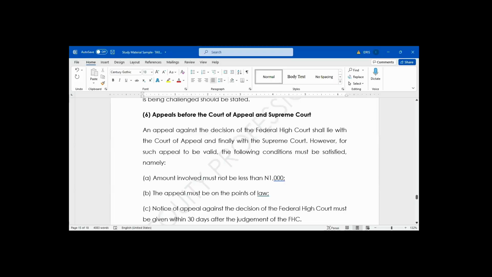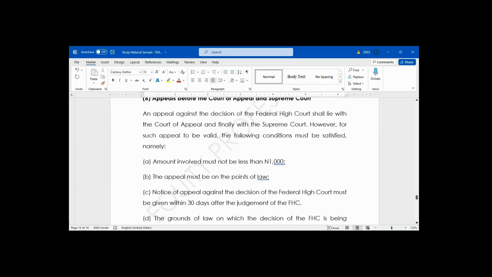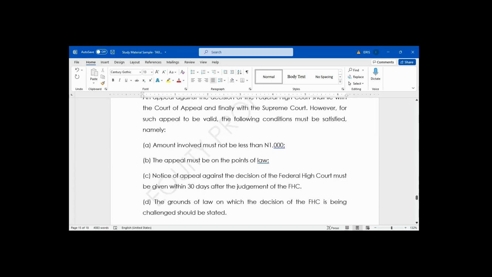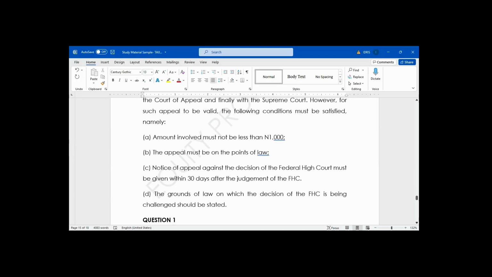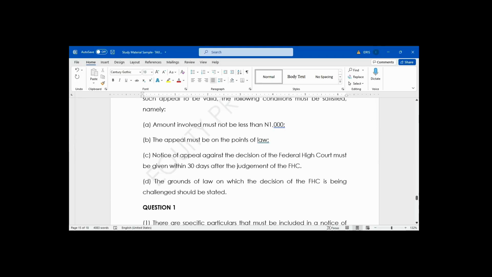But before you can go to the Court of Appeal, what are the conditions? The amount involved must not be less than 1,000 naira. Outdated law. The appeal must be on a point of law. The notice of appeal against the decision of the Federal High Court must be given within 30 days after the judgment of the Federal High Court. The ground of law on which the decision of the Federal High Court is being challenged must be stated.